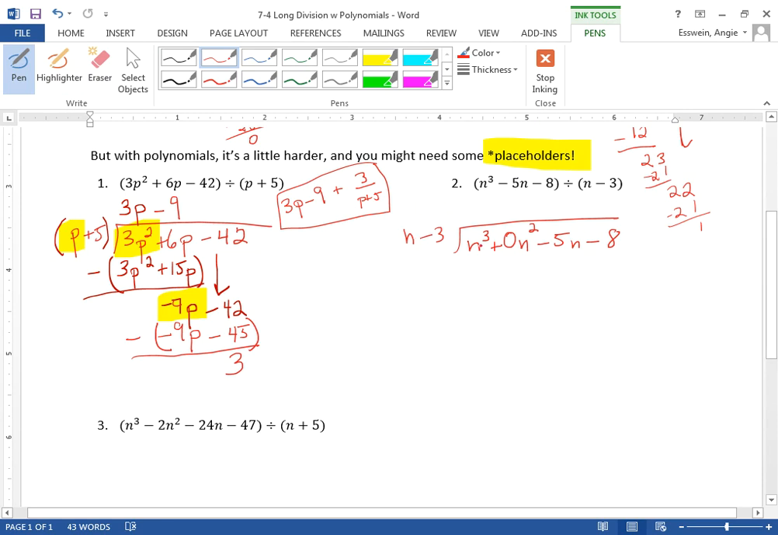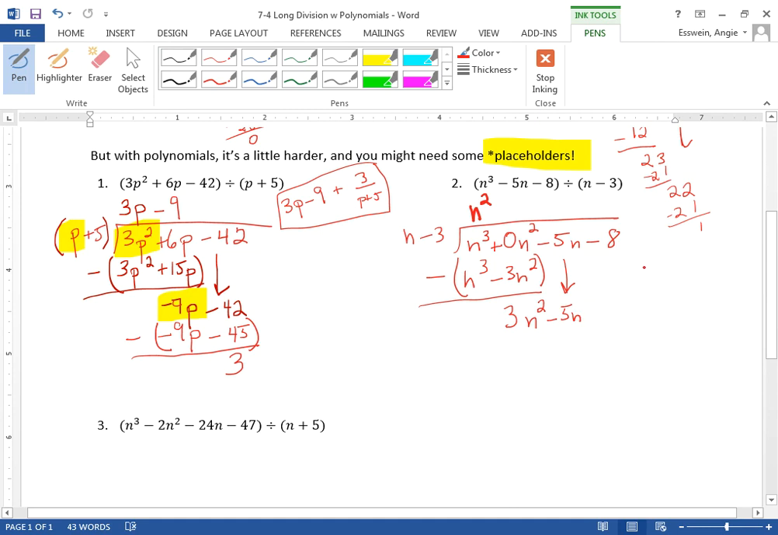So we just look at n and n cubed only. So we put n squared. That's to get us started. And then we multiply n squared times n minus 3. So you get n cubed minus 3n squared. Then you subtract the whole thing. N cubes cancel. We have minus a negative 3, which is plus 3n squared. And then we copy. That finishes a whole round.